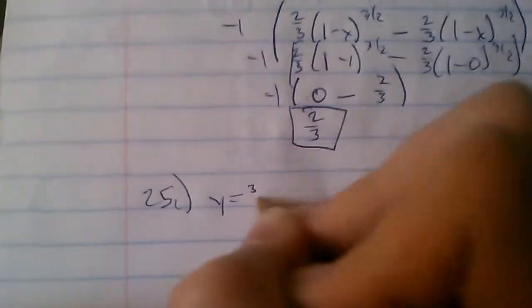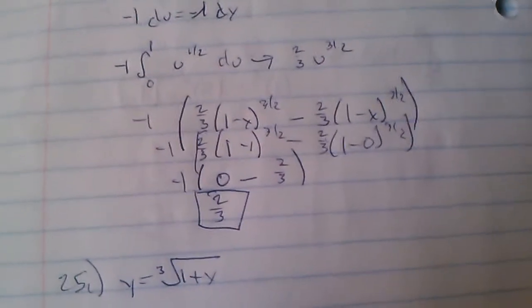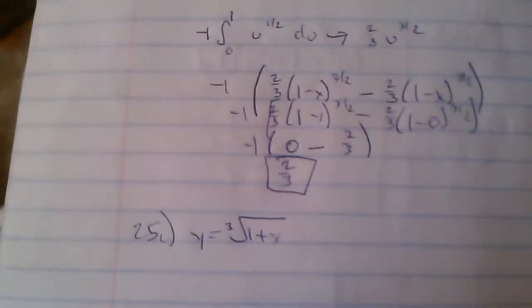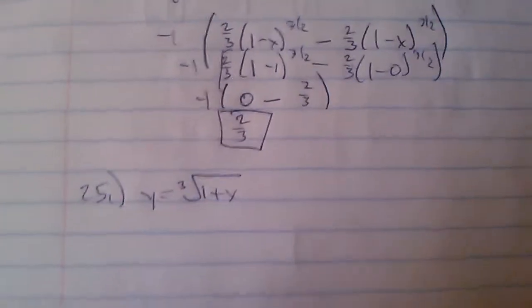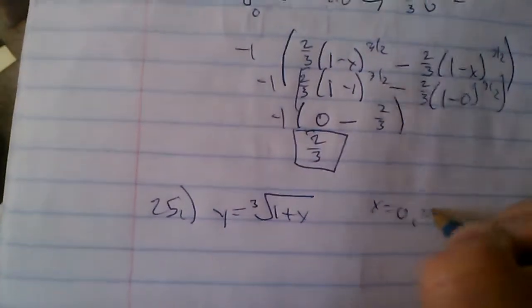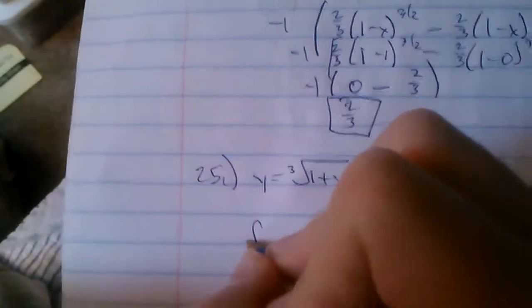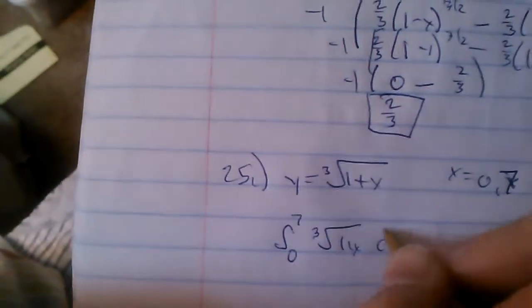Okay, the next problem from the homework is number 25. y equals cube root of 1 plus x. Kind of the same thing, not really. I'll do this the shortcut way first, and then I'll do it the long way around. It's asking us from x equals 0 to x equals 7. So we want the integral from 0 to 7 of the cube root of 1 plus x dx.